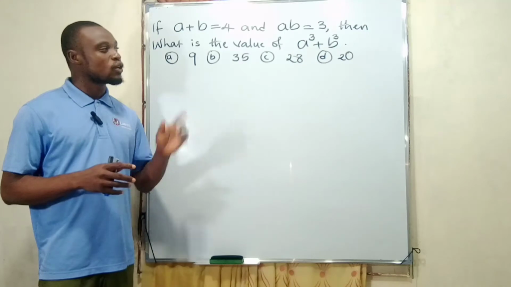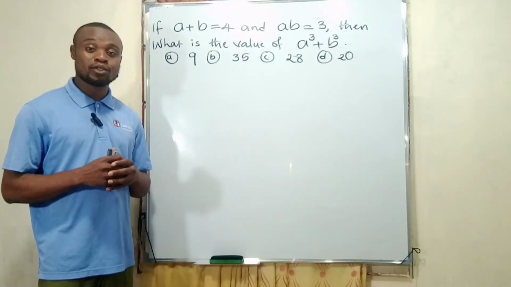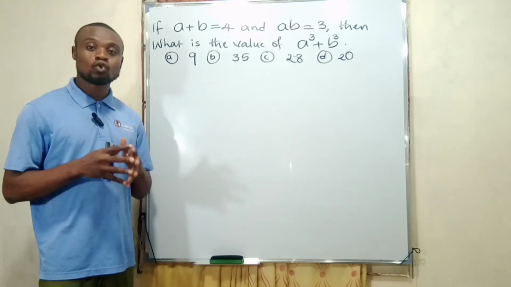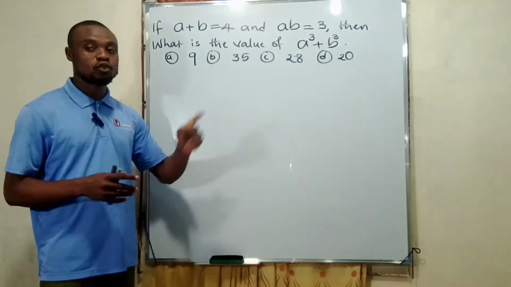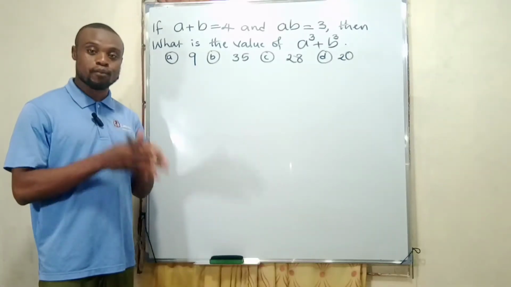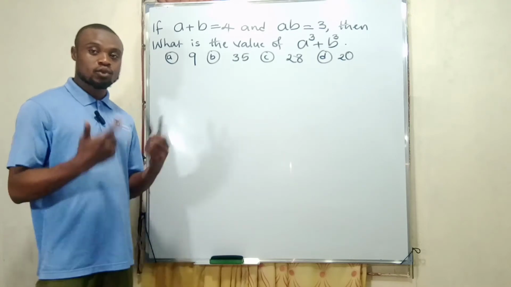Okay, now the question is from algebraic identity, particularly the sum of two cubes. You can see a cubed plus b cubed is the sum of two cubes. So that is the point I am going to start from in solving this particular question. Okay, so let's get to it.